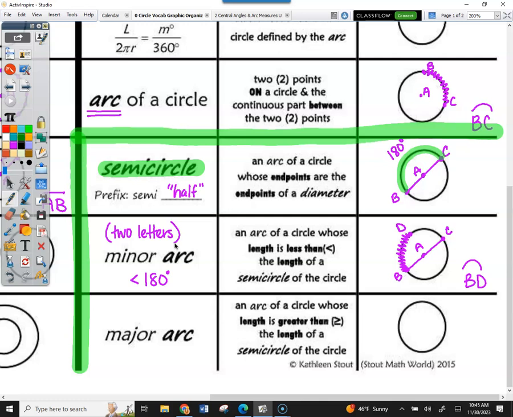What do you think major arc means? More than 180, more than half. Okay, so a major arc means more than 180. You need to know that major arcs can be labeled with the word major, major arc, or with 3 letters.